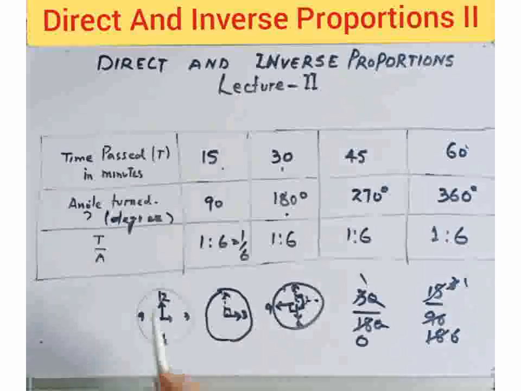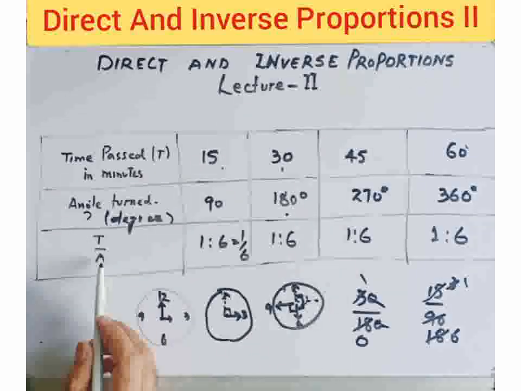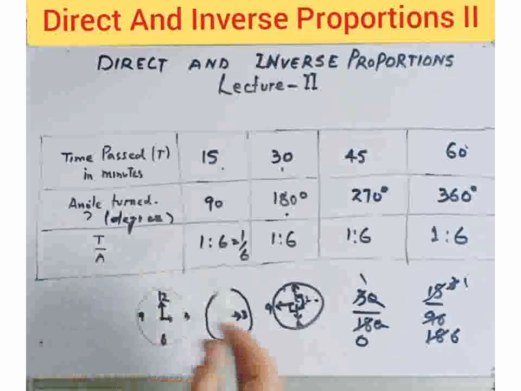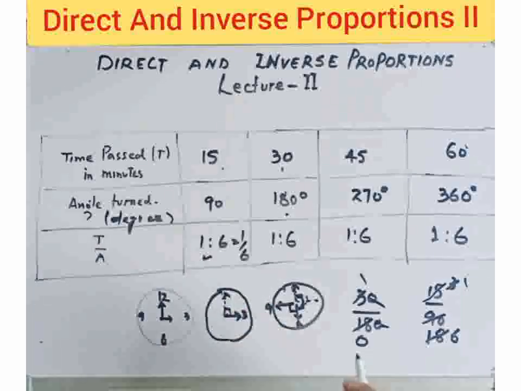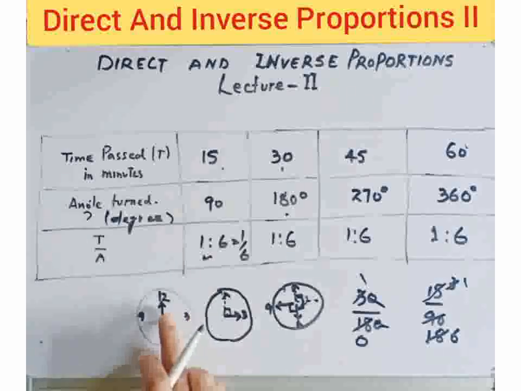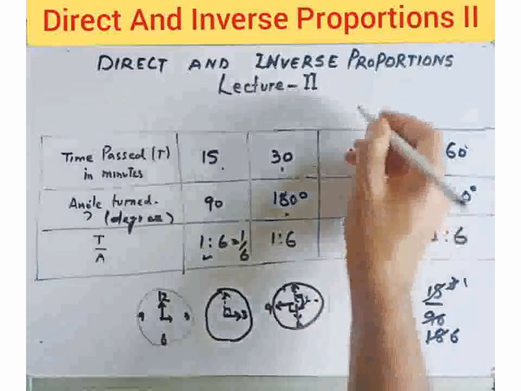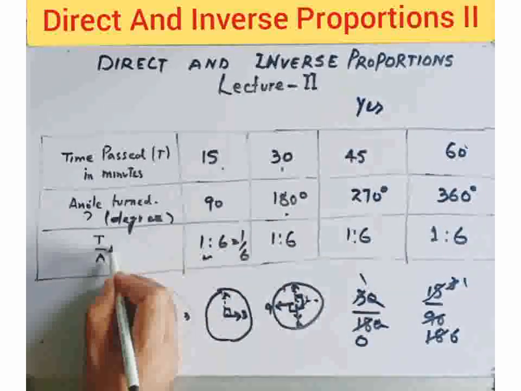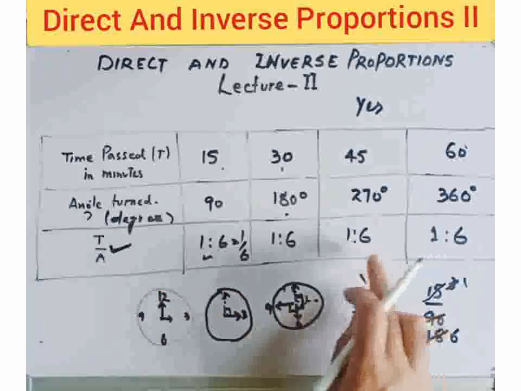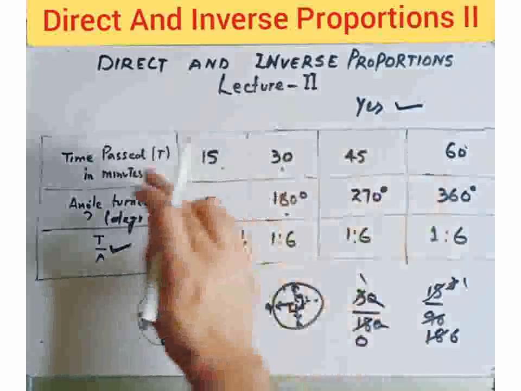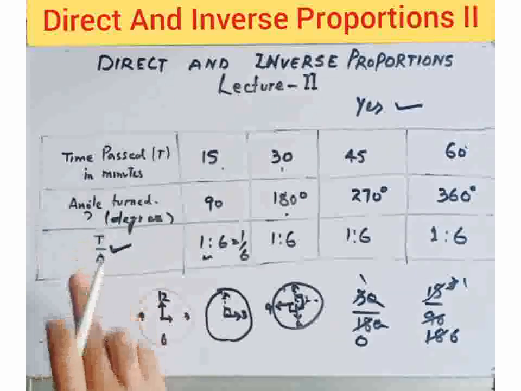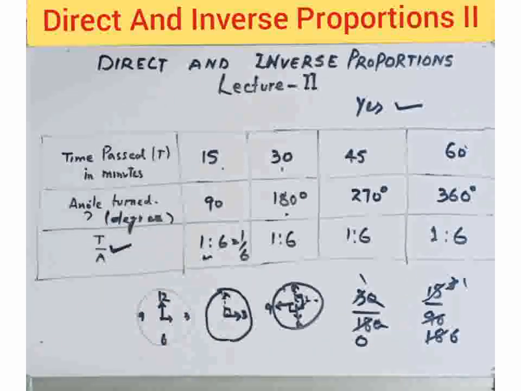Another question is, is T over A, that means the ratio, the same? Yes, the ratio is also the same. So now the question is, is the angle turned through by the minute hand directly proportional to the time that has passed? The answer is yes, because the ratio of T by A is the same each time. So we can say that the time passed is directly proportional to the angle turned through by the minute hand.